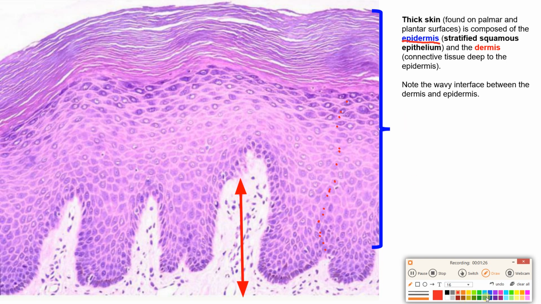Now, by the way, the skin we are looking at here is what is called thick skin, which is only found in your palmar and plantar surfaces. So palm of your hand and sole of your feet. And thick skin, of course, is thicker. It's better for protection, resisting abrasion, that sort of thing.